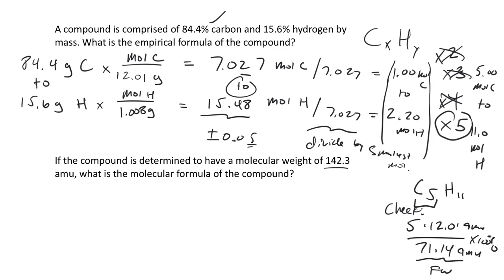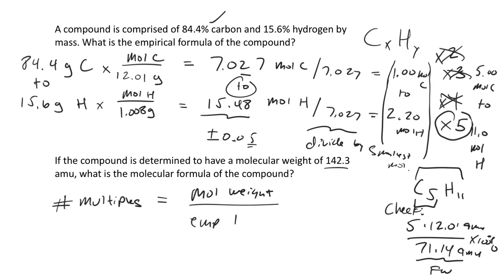It can't be a fraction because then we'd have a fractional number of one of the elements. So we have to have a whole number multiple of this empirical formula in the molecular formula. So what I want to do here, to find the number of multiples of the empirical formula in the molecular formula, is take the molecular weight and divide it by the empirical weight. Let's call it the empirical formula weight, so the weight of the empirical formula. In this case, C5H11's weight.